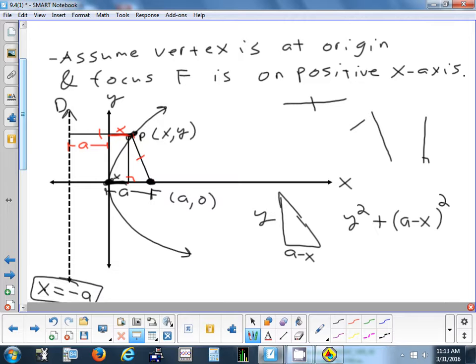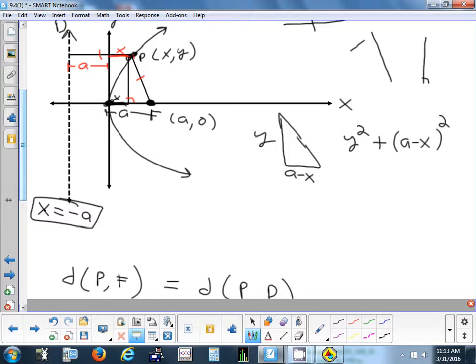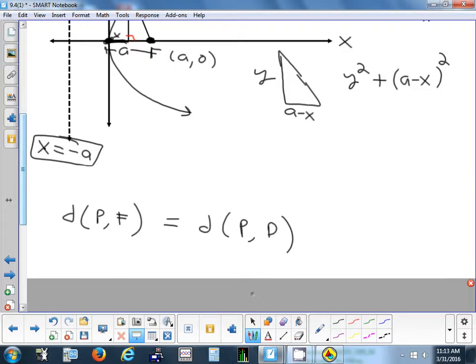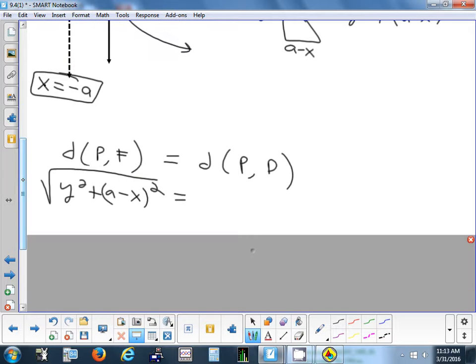Right, so I'm going to set those two distances equal. The distance from the point to the focus, which is y squared plus a minus x squared. Actually, that's not the distance. What do I have to do? I have to take each one, square them, add them up, and don't forget the square root of the Pythagorean theorem. And that's equal to the distance from P to D, x plus a, or a plus x.